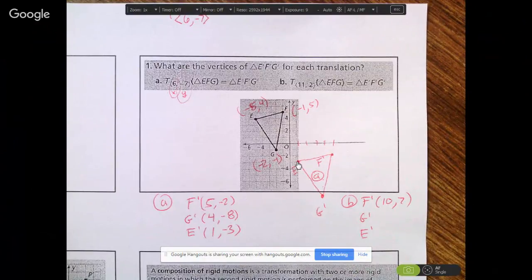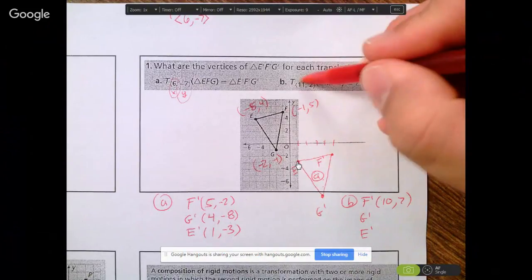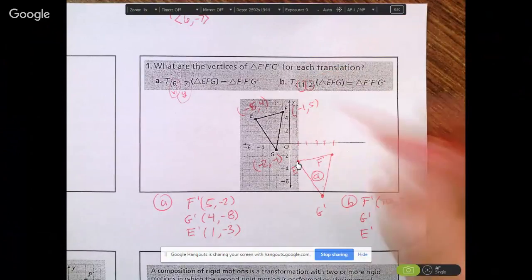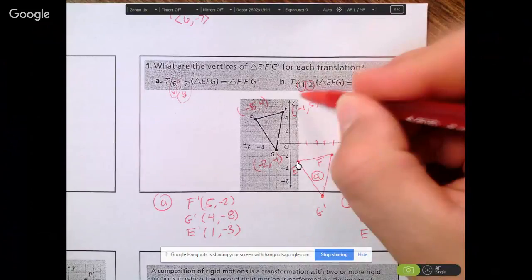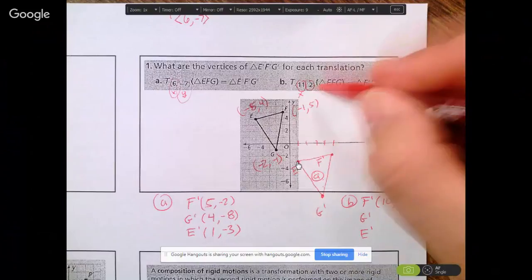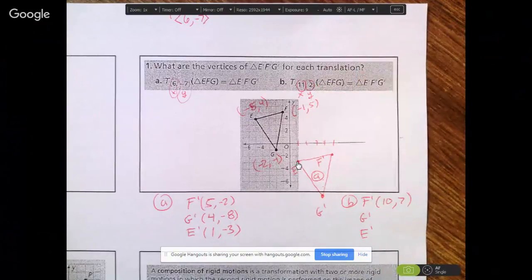Was that a question, Dalton? Yes, it was. What would you say? I'm confused. So see right here, this is the direction of the translation. So a positive 11 in the X spot means add 11 to X. And a positive 2 in the Y spot means add 2. How do we know that?